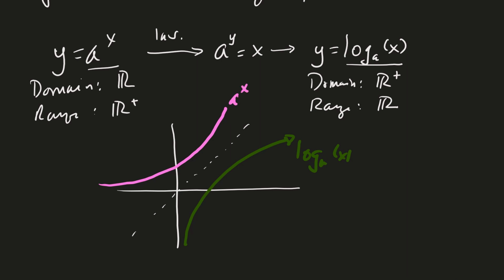All right, so notice that the exponential function has a horizontal asymptote, and so the logarithm has a vertical asymptote. That's what I'm trying to say.